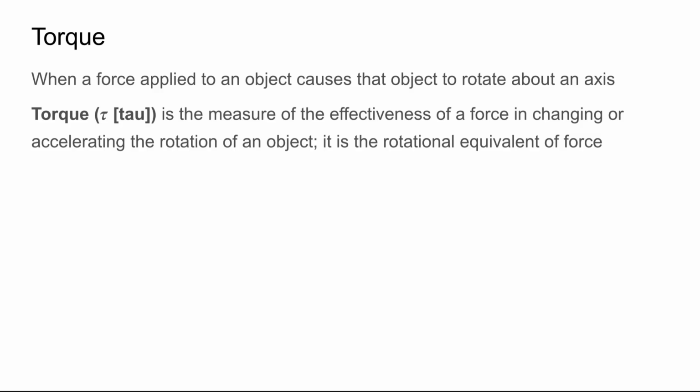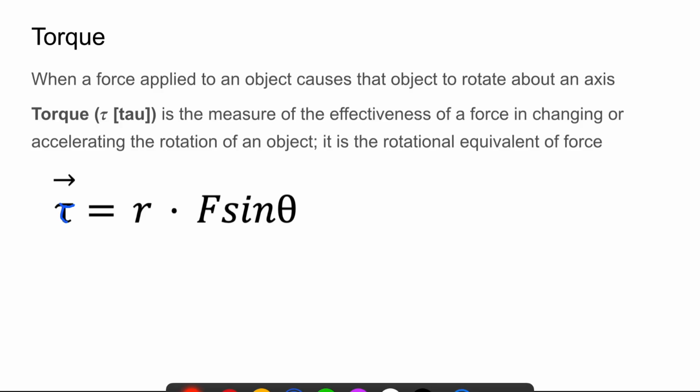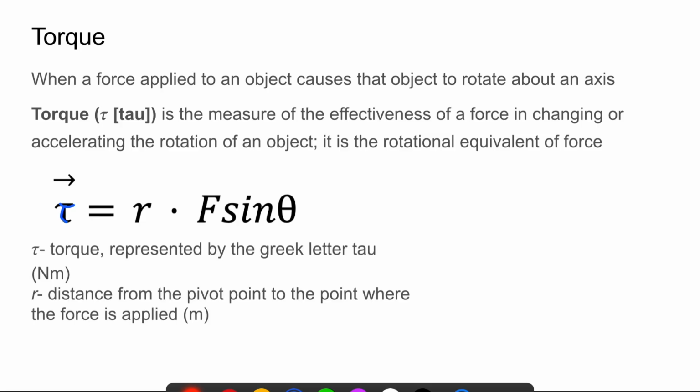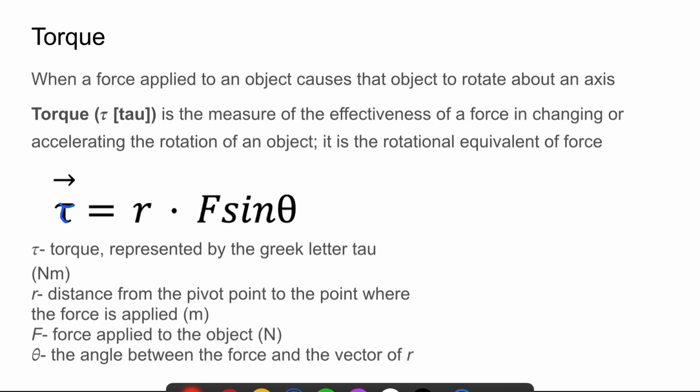So, where force will cause a linear acceleration of an object, torque will cause a rotational acceleration of that object. And we can give a mathematical model for torque, which is as follows: torque, or again, that Greek letter tau, equals r, which is the distance from the pivot point to where the force is applied, I'll show you what that means in 1 second, times the force applied to the object, times the sine of the angle between the force and the vector r.